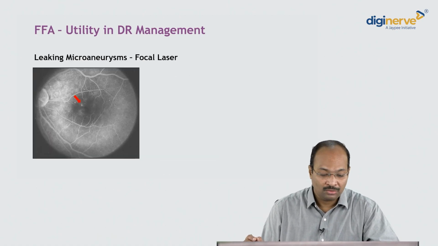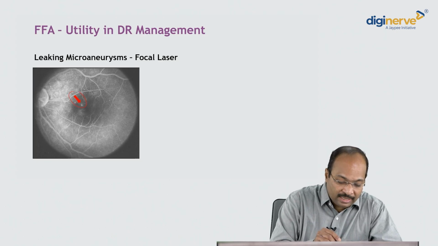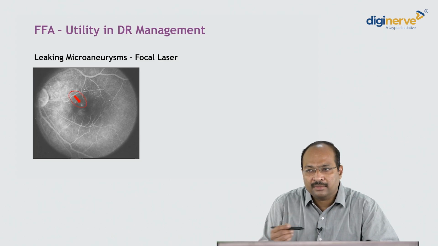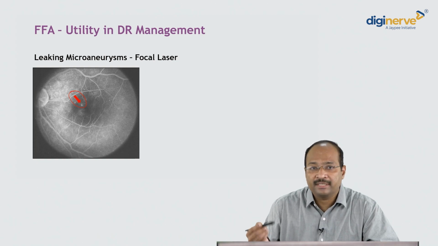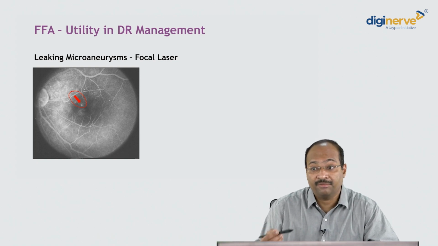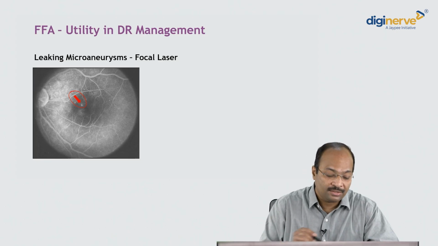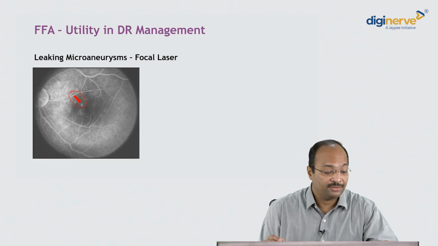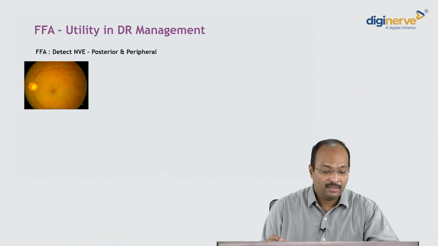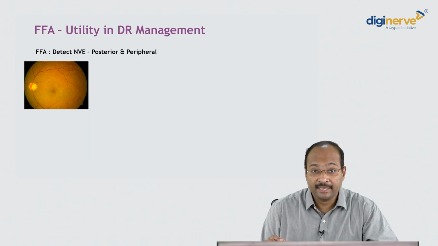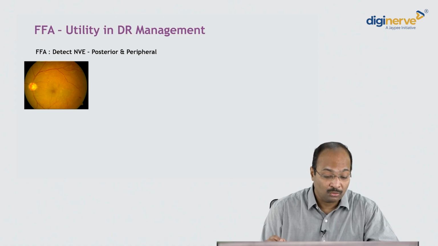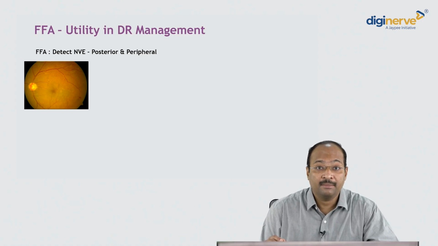FFA can also pick out leaking microaneurysms like this, and the current standard of care is anti-VEGF treatment, but if it's refractory to that, you may want to add a little bit of focal laser to these leaking microaneurysms. FFA also helps us detect, importantly, neovascularization elsewhere in both the posterior pole as well as the periphery.